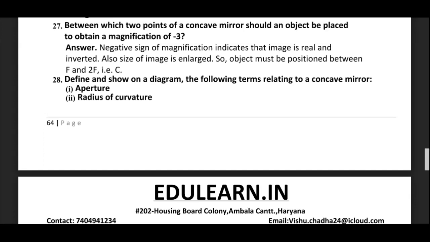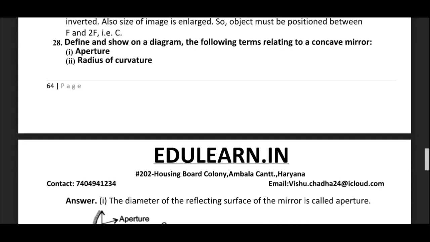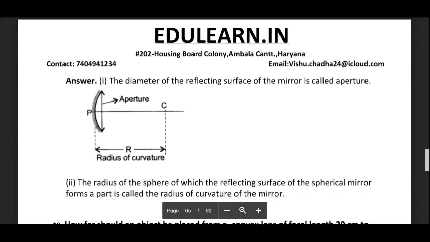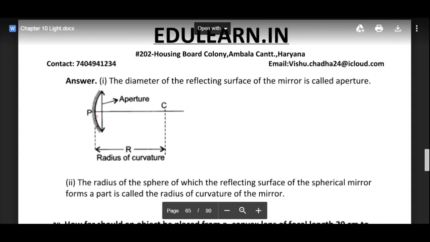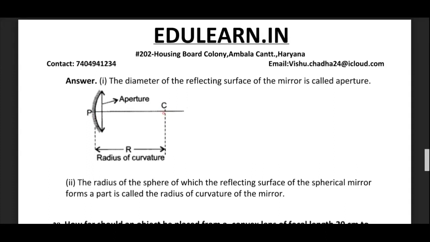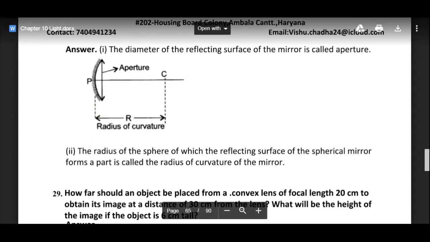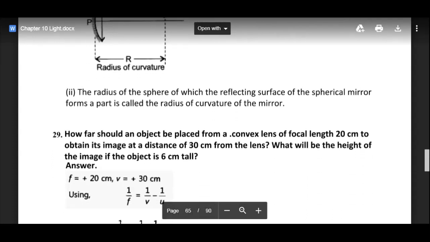Define and show on a diagram the terms relating to a concave mirror: aperture, radius of curvature. So this is aperture, the reflecting surface of the mirror, basically the diameter of the reflecting surface you can say. And radius of curvature is the distance between the center of curvature and the pole of the mirror, that is known as radius of curvature.